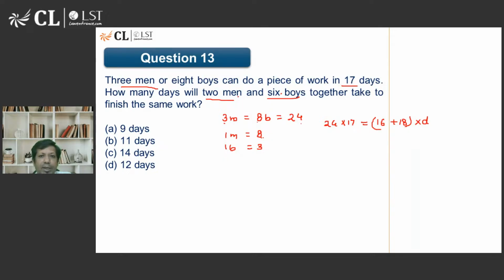2 men and 6 boys. So 6 boys is 18, 2 men is 16. So it is going to be 24 into 17 is equal to 34 into D. So this comes out to be 2, this comes out to be 12. So how many days are we talking about? That is 12 days, and the answer of this question is option D. Whenever you see these kinds of questions, this is the approach that you are going to take. In which questions? All the questions. Okay. So now let's move on to the next one.